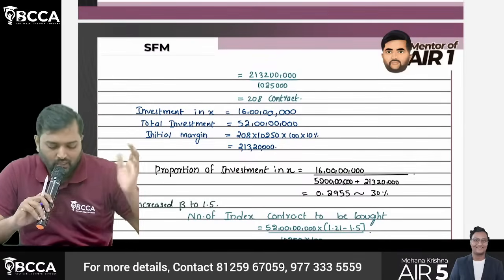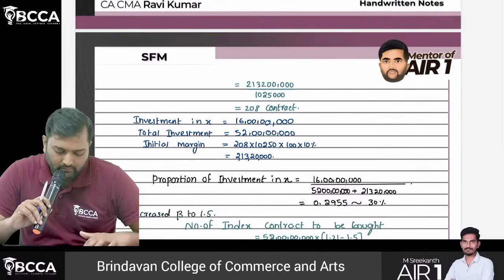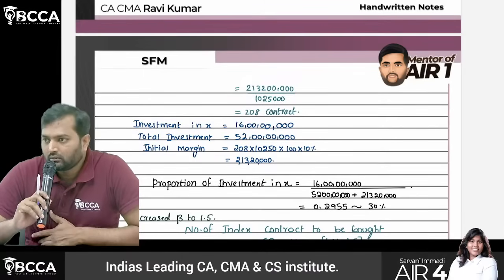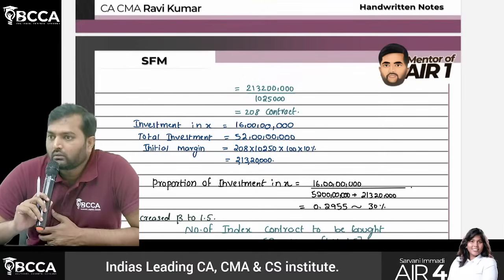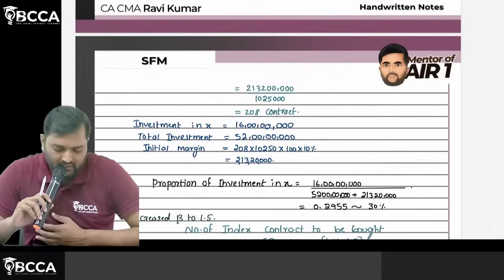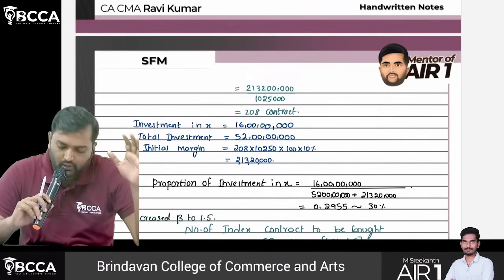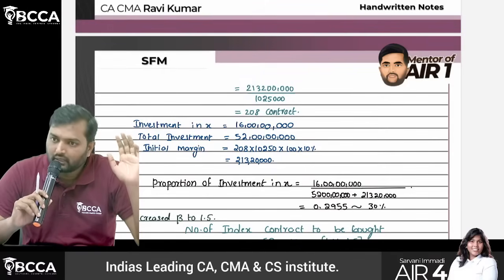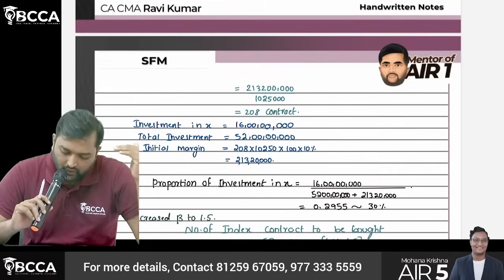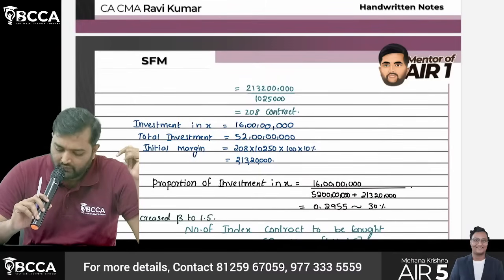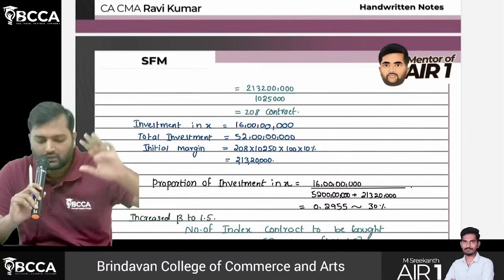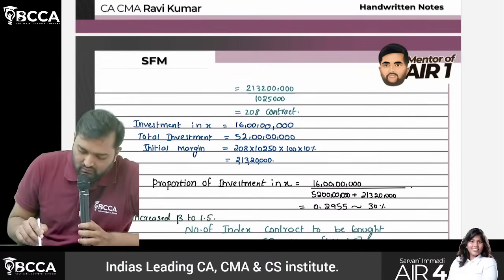So what is the margin amount? How many contracts are you selling? 208 contracts into 10,250 into 100 into 10%. So 2 crore 13 lakh 20,000 is the margin amount. In the denominator, you should take 2 crore 13 lakh 20,000. So 16 crores divided by 52 crores plus 2 crore 13 lakh 20,000. 30% is the proportion of investment in X. So this is the special point in this question.